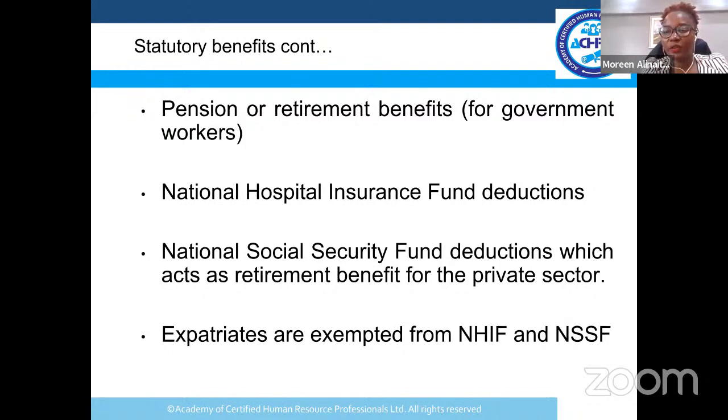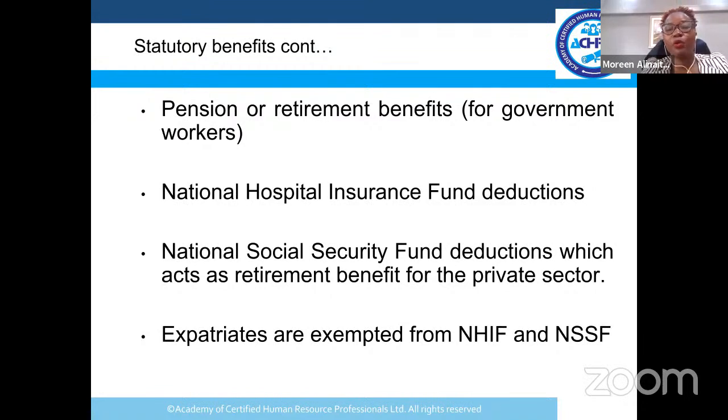I don't know why they are calling it a benefit, but it's actually a benefit in a way that you are deducted some money and then it is being put for you in a kitty. Then when you're sick, you can go to get treatment with this card. What has been happening these days? Monies are deducted, and then when people go to hospital, they are chased away. They are told that nobody is taking NHIF card these days.